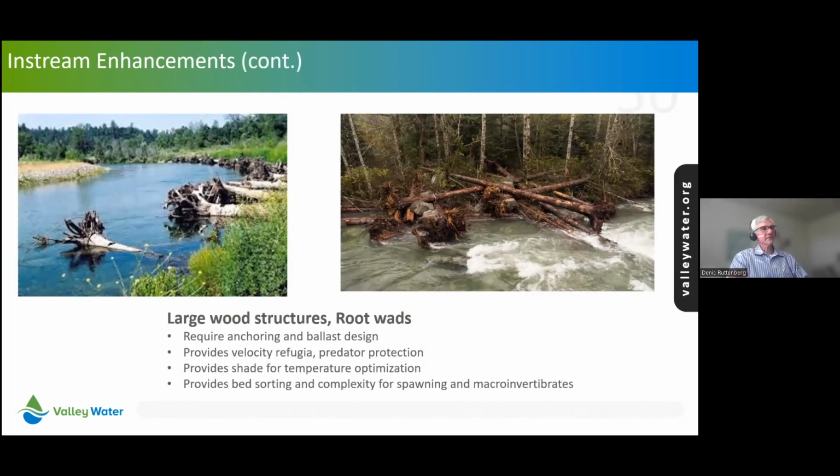I guess to answer that question, juveniles love large woody debris. I've done a lot of large wood design. They can hide out from predators. They can feed. They can hide behind the logs and pop out and feed. It's good for macroinvertebrates. It's good for gravel sorting. It's good for shade, you know, temperature control.